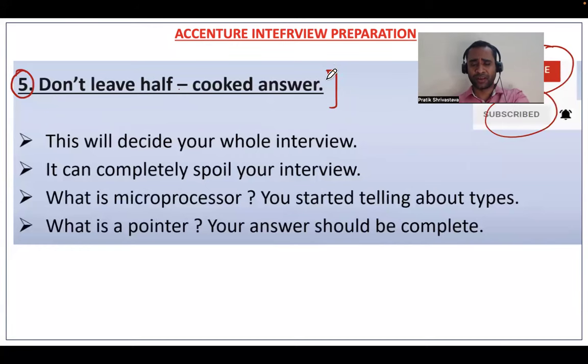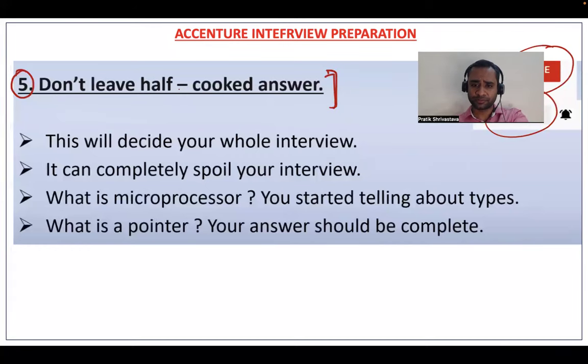Friends, many times they will ask you some question and you will just put a half cooked answer, so that will decide your whole interview. It can completely spoil your interview. Now suppose if they ask you what is microprocessor, and you started telling about types. What has been asked to you, you answer that only. What is microprocessor? Definition of the microprocessor, that's all.